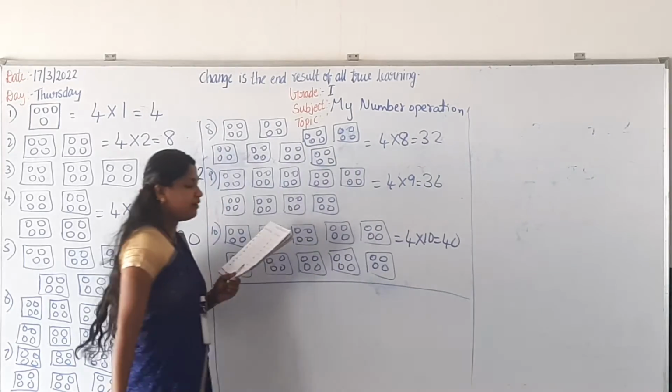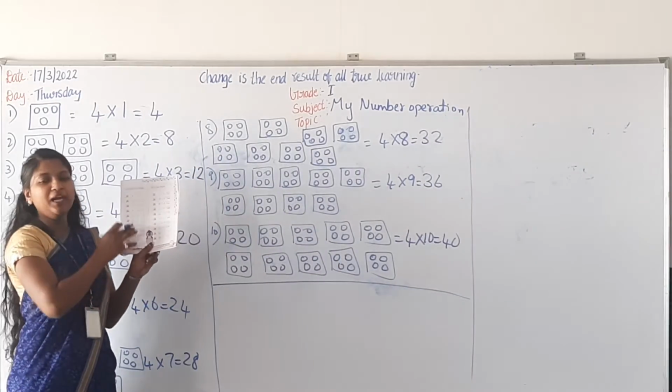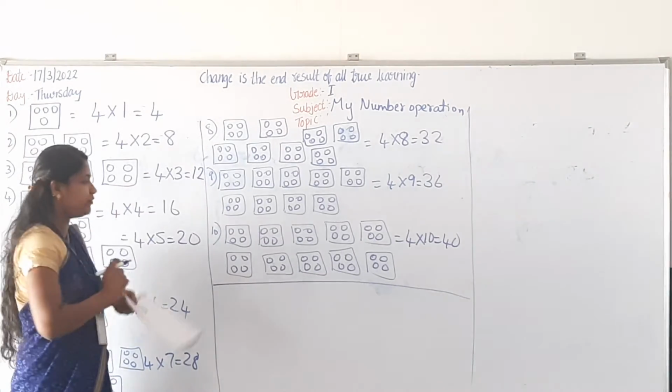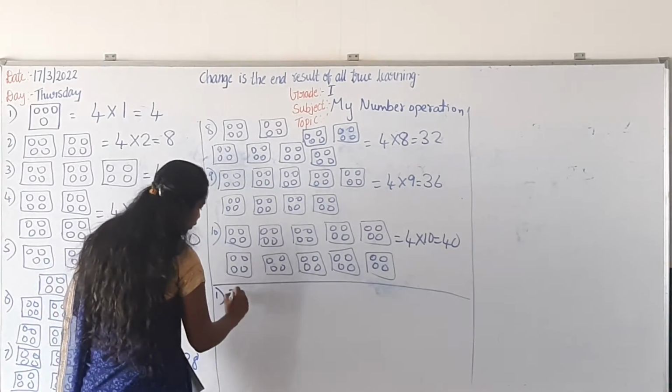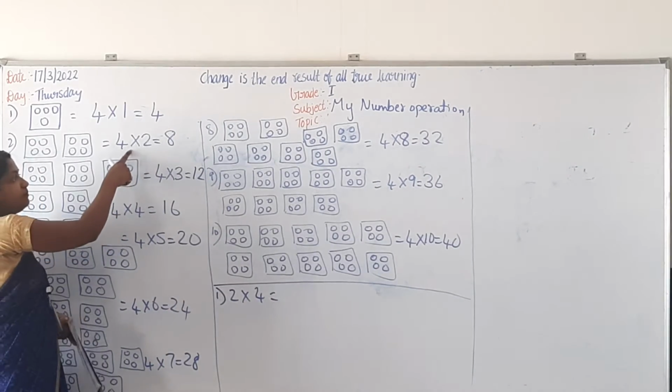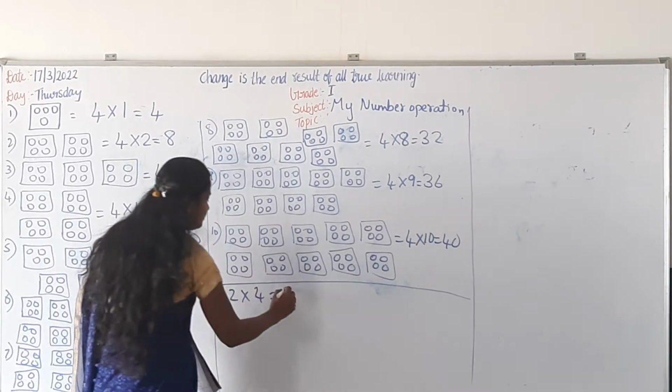Open page number 51. See here, complete the table is there, right? That you have to do. This set please, the rest I have to see. First question, 2 into 4. How much? See here. Where is 2 into 4? Here. What is the answer?